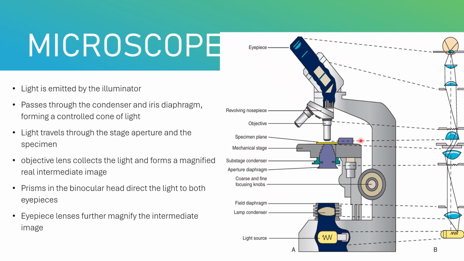And the eyepiece lenses will further magnify the intermediate image produced by the objective lens, thereby producing a virtual image that the eye perceives as enlarged. Please note it is enlarged. You provide an enlarged image without affecting the size of the object that is being examined.